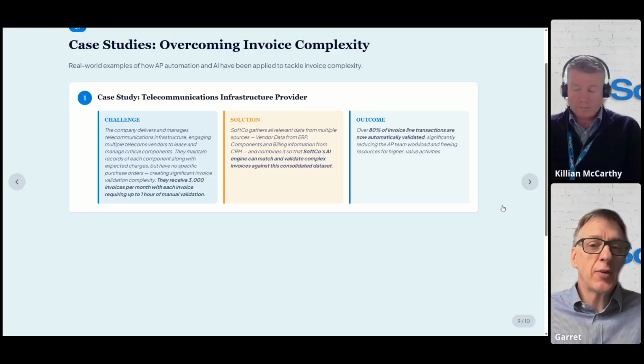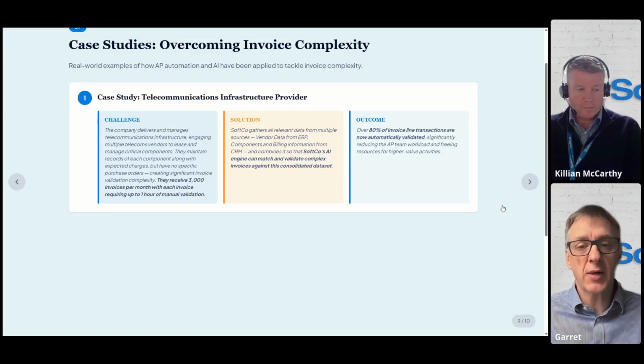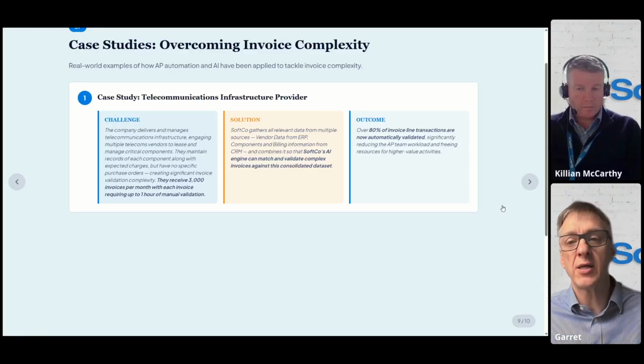What we were able to do in that case was, through integration and a little bit of data design, pull all the information from the different areas they had it, the vendor data from their ERP, the component and billing information from what was actually, in this case, a CRM, and bring that all into our data set, where when an invoice came in, the AI could intelligently cross-reference all the different aspects of what was on the invoice versus what was expected. So while there wasn't necessarily a purchase order in place, it was able to mimic a purchase order type match process to validate each line.